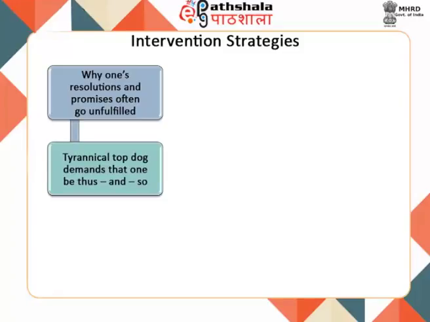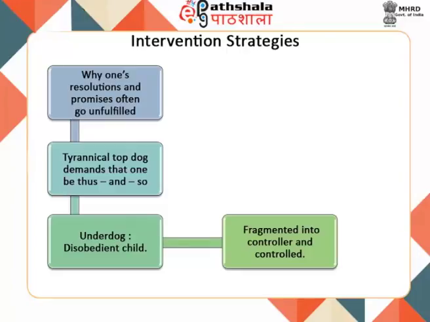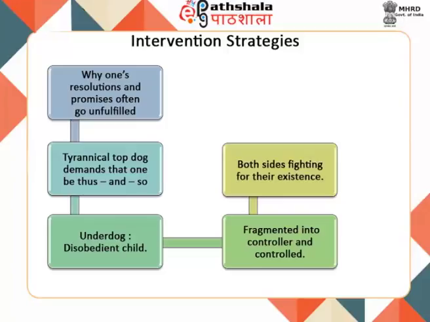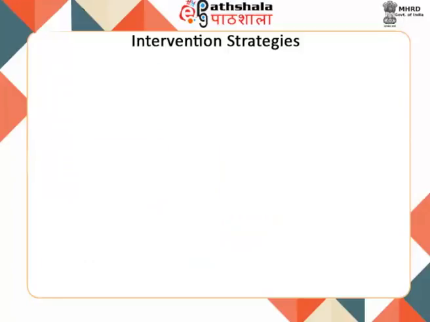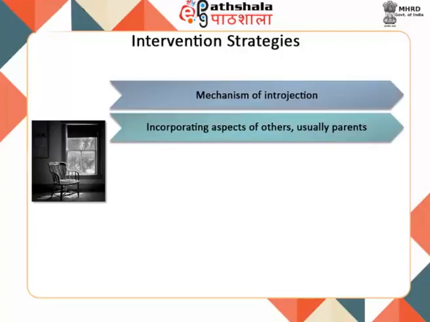The tyrannical top dog demands that one be thus and so, whereas the underdog defiantly plays the role of disobedient child. As a result of this struggle for control, the individual becomes fragmented into controller and controlled. The civil war between the two sides continues, with both sides fighting for their existence. The conflict between the two opposing poles in the personality is rooted in the mechanism of introjection, which involves incorporating aspects of others, usually parents, into one's ego system.